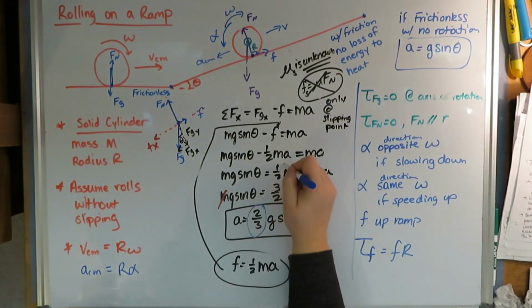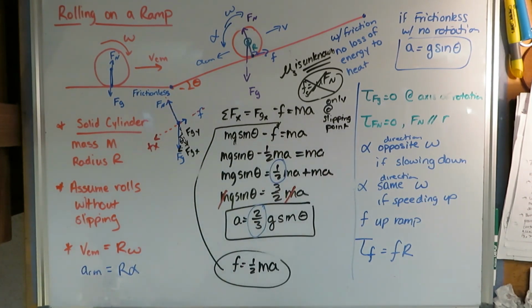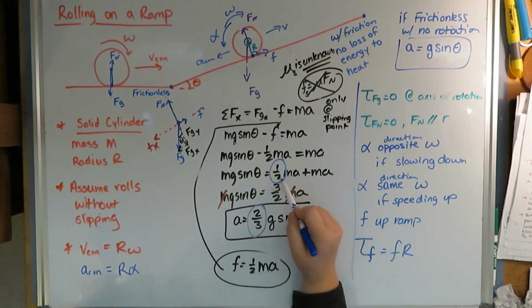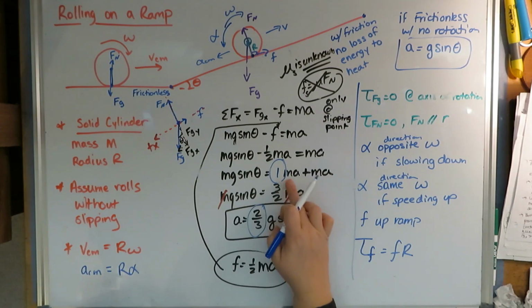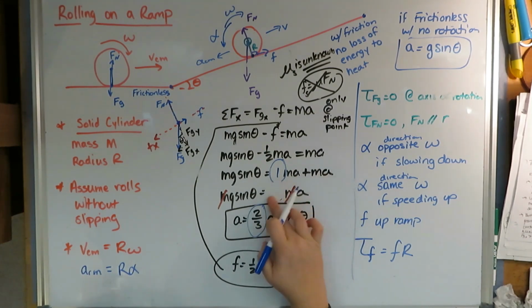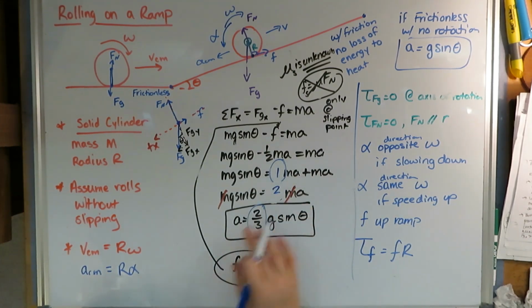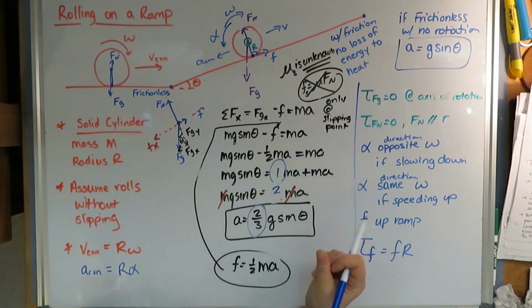And that 2/3 partially comes from the coefficient. So if you had a different coefficient, so if this was a sphere, hollow or solid, or if it was a hoop, you would still be a fraction of g sine theta. That fraction would still always be less than 1. Because if this was, say, a hoop, that wouldn't be a 1/2, it would just be a 1 for a hoop. You would end up with ma plus ma, so you'd end up with 2ma. So if this was a hoop, you'd end up with 1/2 g sine theta.